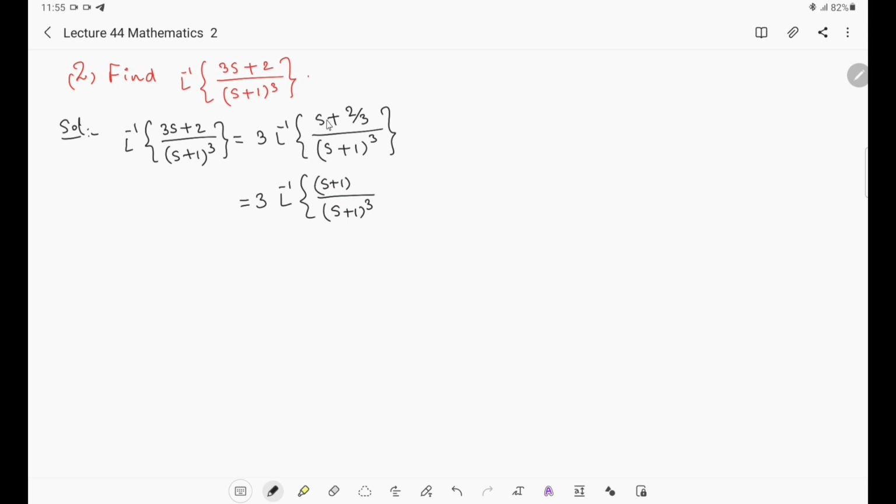So this s plus 2 by 3, how do I write it so that I will get s plus 1? See, I can subtract 1 by 3 from this. See whether I am getting the previous one or not. I will get 3 minus 1, which is 2 by 3. So this is compensated. I have to write it in this form to apply the first shifting property. Then 3 into, see, s plus 1, everywhere s is in the form of s plus a. So this is nothing but e power minus at, so e power minus 1t, e power minus 1t.